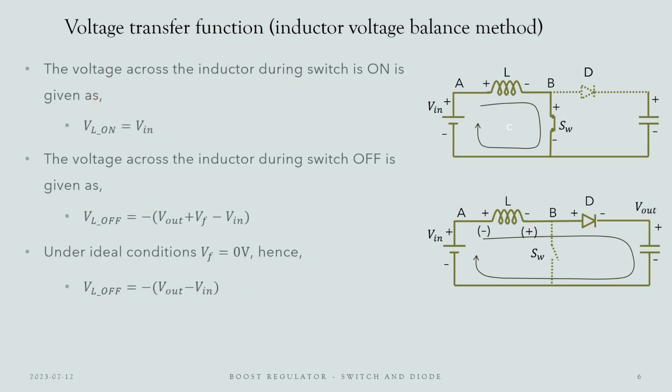Let us now look at voltage transfer function using inductor voltage balance method. From our previous videos, we saw that when the switch is turned on, the inductor voltage is equal to the input voltage. As the switch is turned off, the inductor voltage is given as minus of Vout plus Vf minus Vin. Under ideal condition, we can consider Vf is equal to 0 volt. Then we can write voltage when the switch is turned off is given as minus of Vout minus Vin.